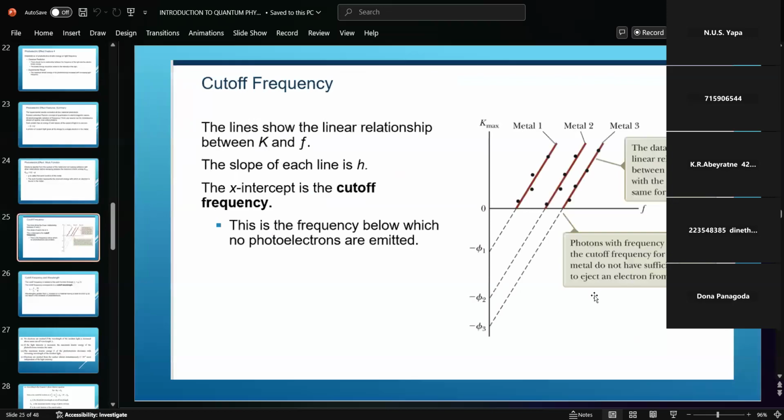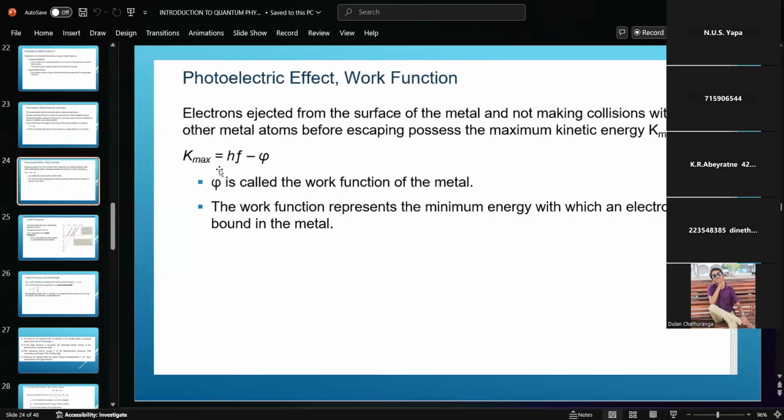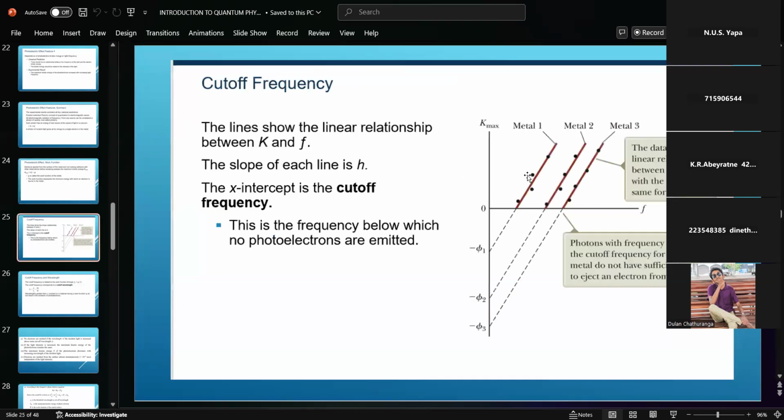Anyone can answer? Planck constant. Yes. Then you can see this graph is K maximum equals hf minus psi. The graph is K max versus f, and h is the gradient of the graph. h is the Planck constant. It is a constant. So for different metals, the gradient is equal to the Planck constant. Very good, right? You can see the linear relationship, and the slope of each line is h.